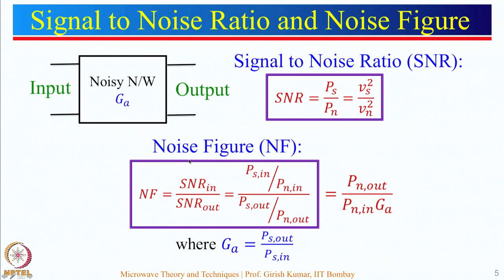Now let us define noise figure. Symbol is NF. So noise figure is defined as signal to noise ratio at the input side divided by signal to noise ratio at the output side. So you can see that this is the input of a noisy network which has a gain of GA, and this is the output. So from where this noisy network is coming into picture, think about any amplifier.